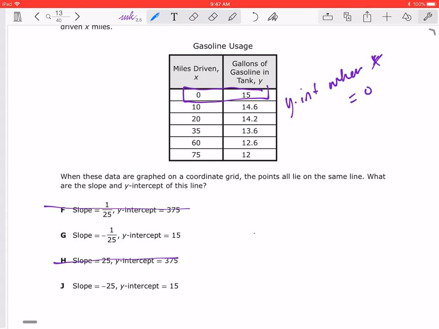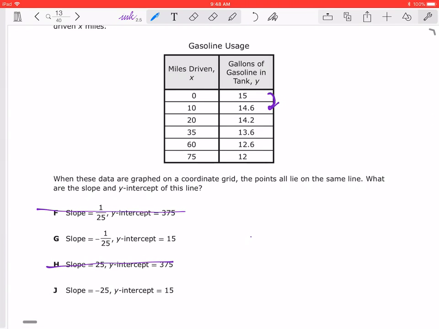So now I just need to look at my slope. In order for us to find our slope, we need to look at the change in x and y. There's a couple ways that we can solve this. We can pick 2 points and subtract, or we can look at, okay, when I go from 15 to 14.6, well, let's see. 15 minus 14.6, I am subtracting 0.4. When I go from 0 to 10, I'm adding 10.